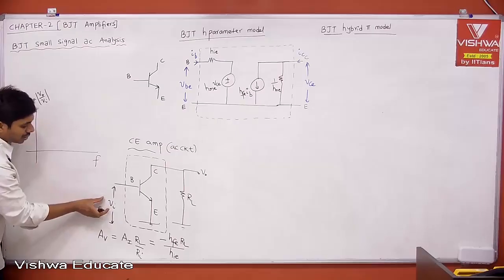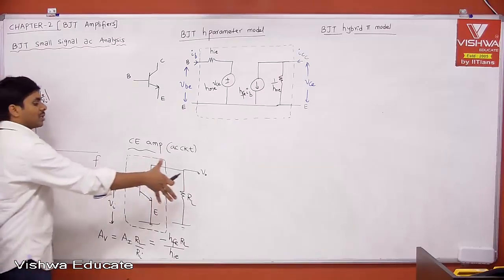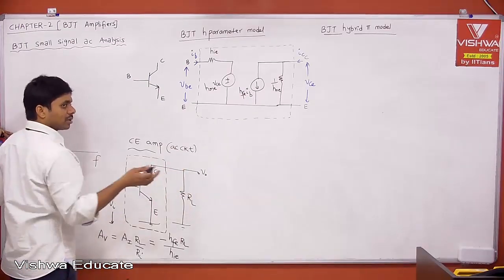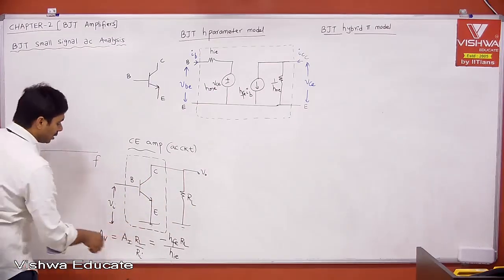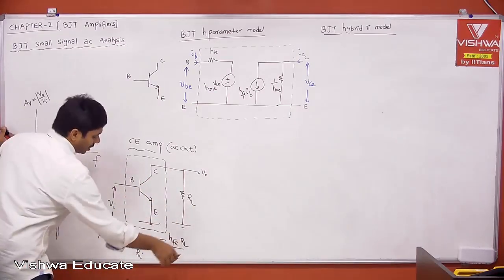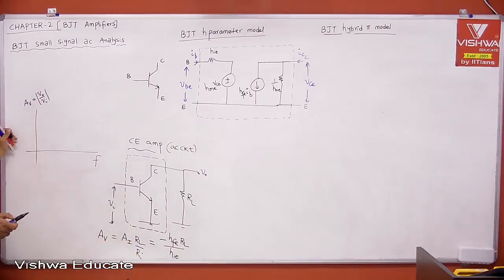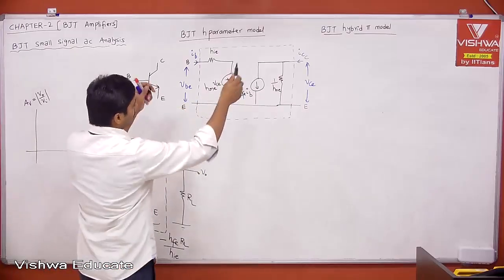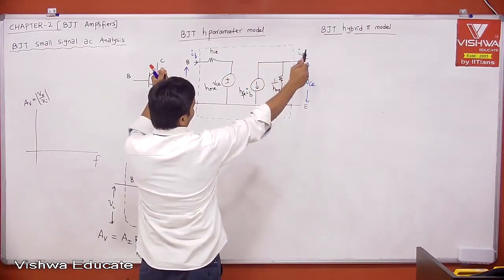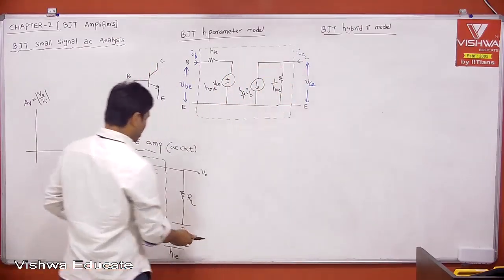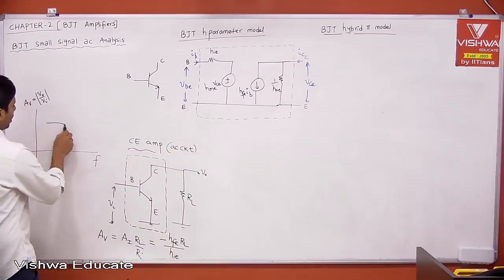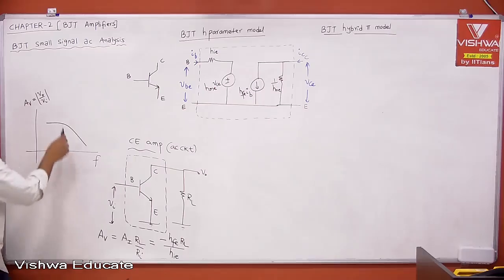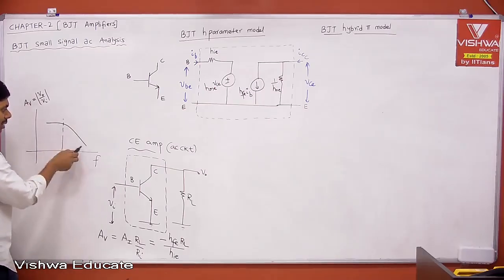But if you increase your input signal frequency, then your output signal will be attenuated. Because of some reason your output signal is attenuated at high frequency, and whatever gain is calculated using the h parameter model is not true. According to the h parameter model, irrespective of input and output signal frequency, the gain is simply minus hfe into RL divided by hie. But practically your gain will be falling at very high frequency. The gain will be reducing.